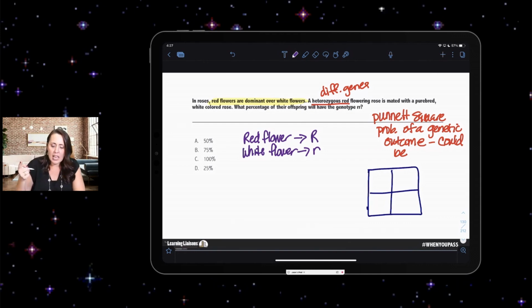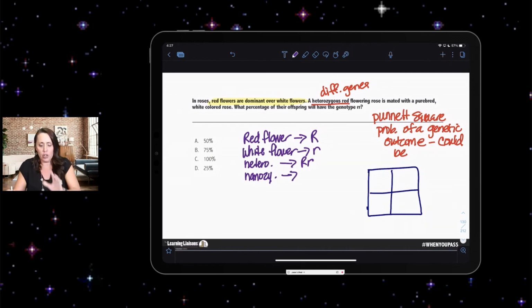Well, I have a heterozygous red flower. That's the type. And that one is going to be big R, little r. And then I have my homozygous. And that is going to be my little r, little r. That is what your answer is looking for. What percent of their offspring will have the genotype RR?